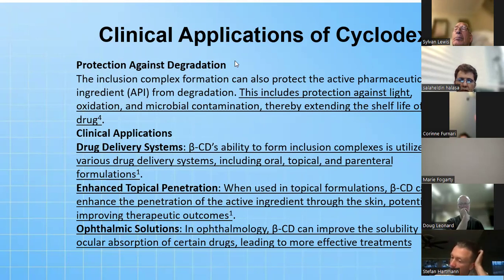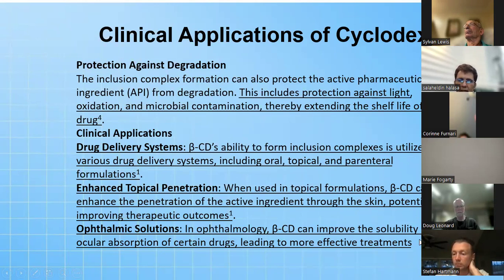That's a good thing, right? And potentially improving the therapeutic outcome. So with any topical application, lidocaine, sex hormones, whatever you're doing topically, you can enhance the absorption into the skin by using cyclodextrin as a base for delivering the drug.